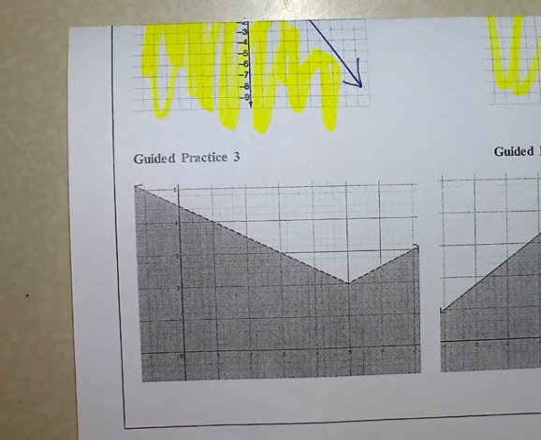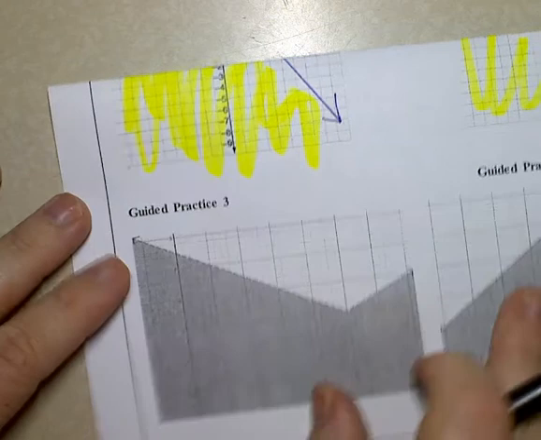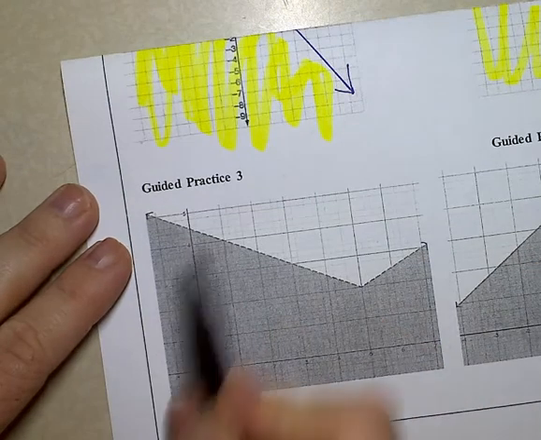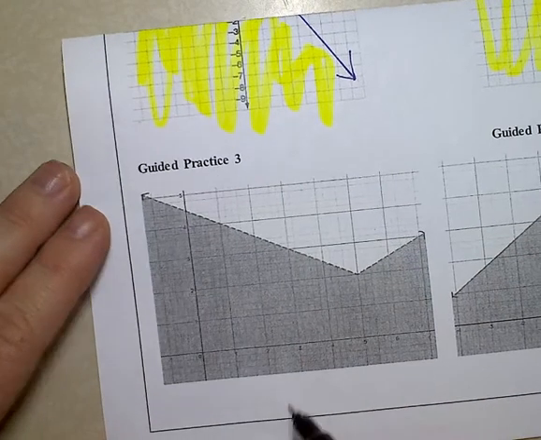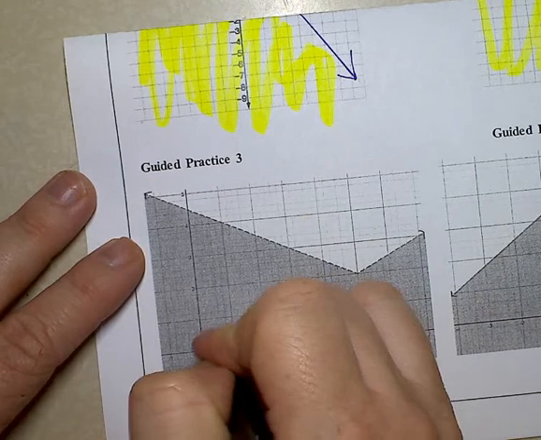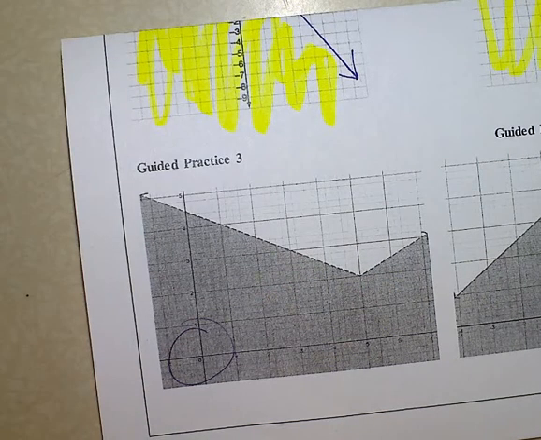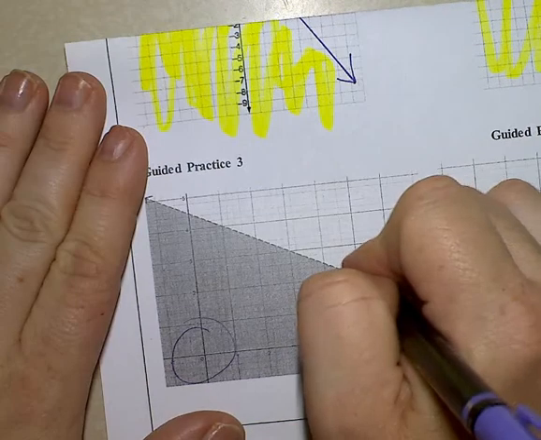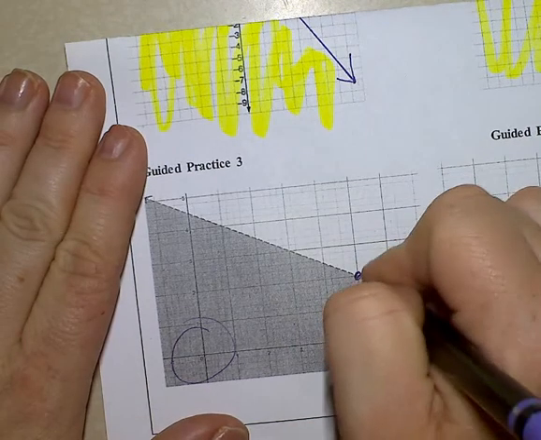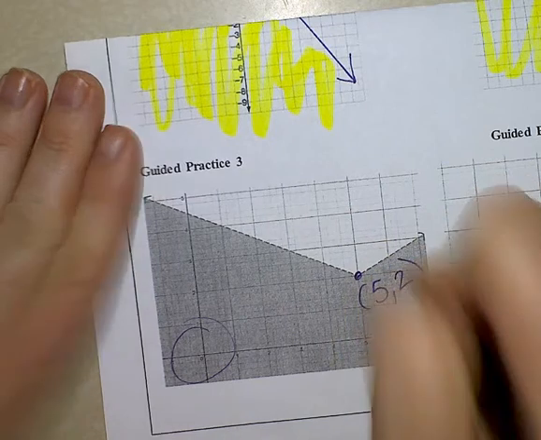So our goal for guided practice 3 and 4, and then on the back as well as the last 2 independent, is to write an equation that models this. In this case, it's going to be an inequality. So I'm just going to put a big circle around the origin just so I kind of know where it is. And then I'm going to put a dot where I see the vertex, and I'm actually going to put the ordered pair. So this is 5, 2.